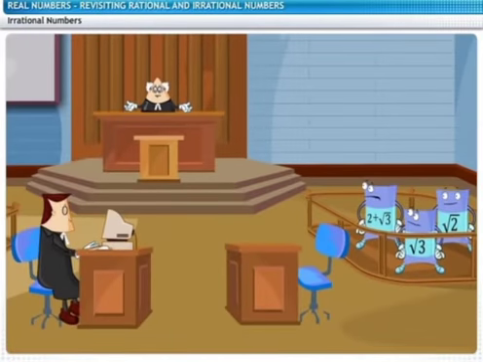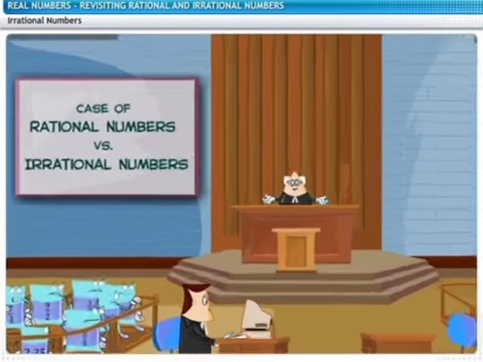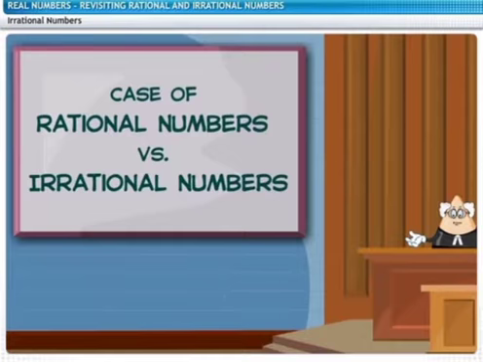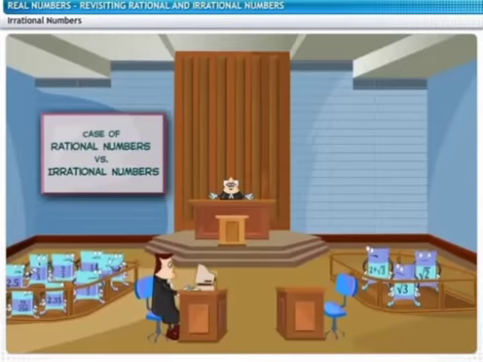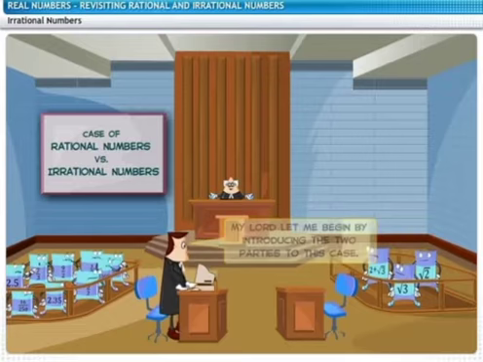Here is Mr. Public Prosecutor, who believes that the accused are irrational and not rational numbers. Let us see how he presents his case. Mr. Public Prosecutor is kind enough to present his notes on this screen for all of us to see. He is starting by introducing the two parties to the case.